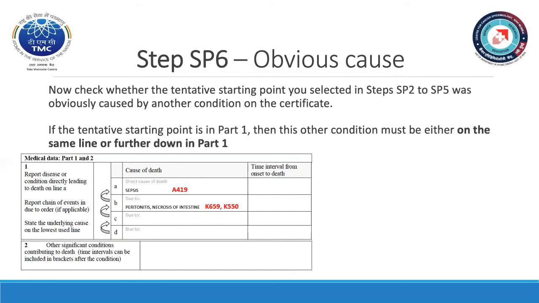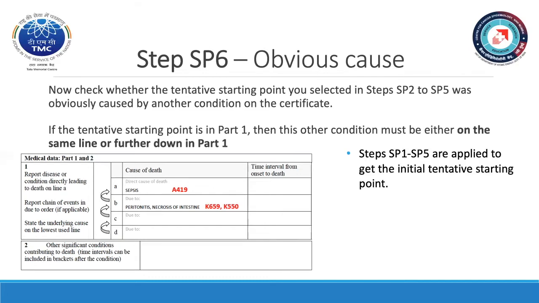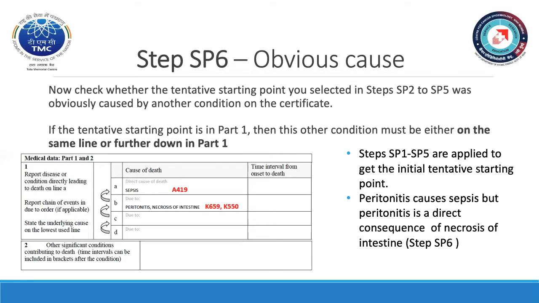Now, check whether the tentative starting point you selected in step SP2 to SP5 was obviously caused by another condition on the certificate. If the tentative starting point is in part 1, then this other condition must be either on the same line or further down in part 1. In this case, steps SP1 to SP5 are applied to get the initial tentative starting point. Peritonitis causes sepsis, but peritonitis is a direct consequence of necrosis of intestine, step SP6.